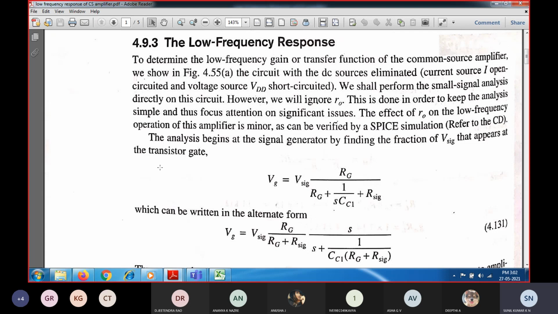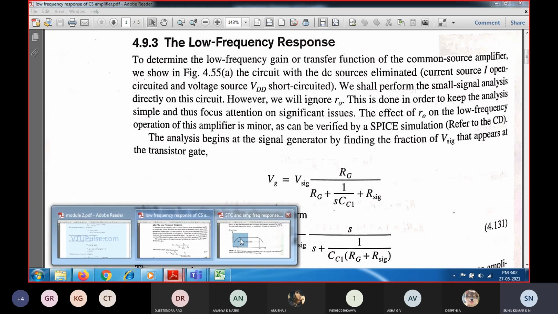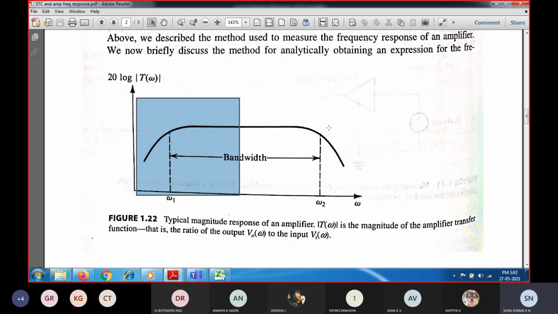During this time, another important thing I forgot: what will be the state of the internal MOSFET capacitance? This internal MOSFET capacitance, at the lower frequency range of operation, will be acting as an open circuit.